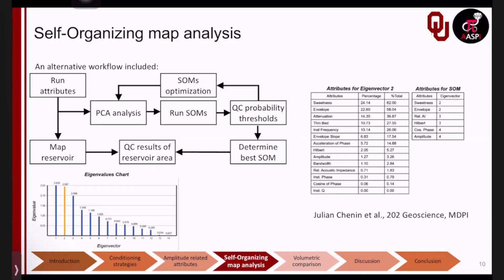For example, Julian Chenin in 2022, in his thesis, proposed to use single trace attributes to characterize commercial accumulations and non-commercial accumulations, or low saturation gas accumulations. In his analysis, he did an extensive study using PCA to determine which were the most important attributes, and then fine-tuning the SOM parameterization. So as you can envision, there is a lot of work involved, and he got excellent results.